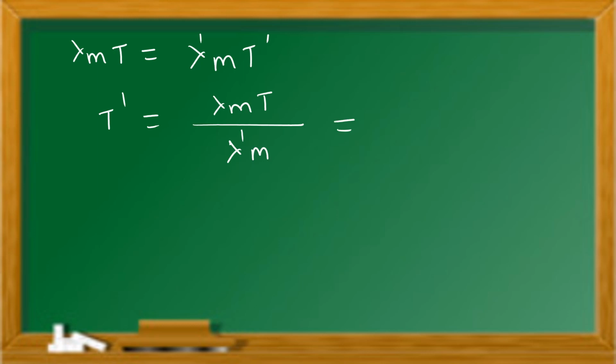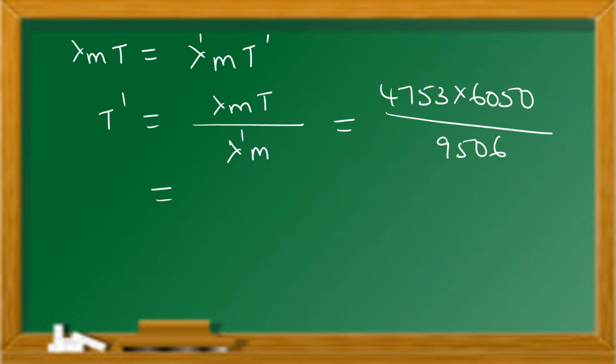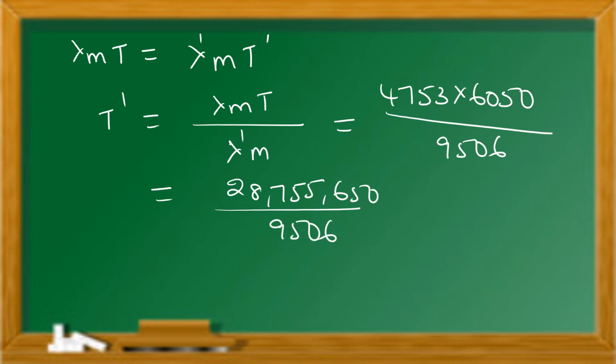Substituting values: 4753 into 6050 temperature and 9506 wavelength. After calculation we are getting 28755650 by 9506. We get the answer after division: 3025 kelvins. So this is the final answer. T dash is equal to 3025 kelvins.